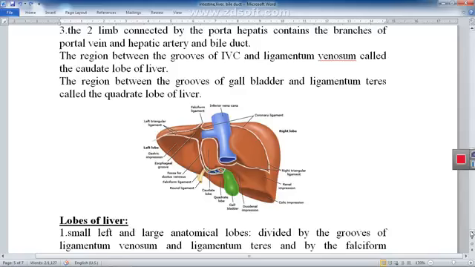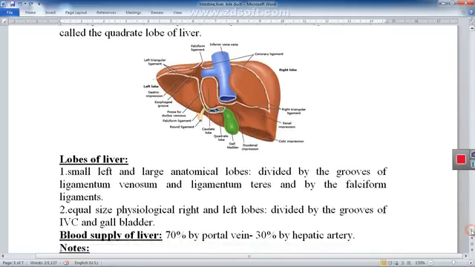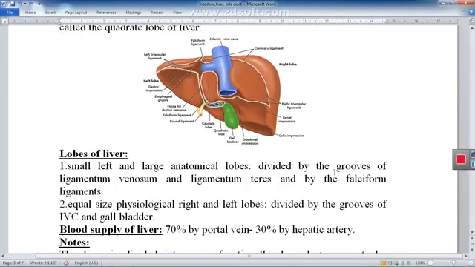Actually, the liver is classified as being formed of two lobes by the falciform ligament. This is the falciform ligament, and these two lobes are a small left lobe and a large right lobe. This small left lobe on the left side of the falciform ligament and the large right lobe are the anatomical lobes of the liver. Accordingly, the caudate lobe is part of the right anatomical lobe, and the quadrate lobe also is a part of the right anatomical lobe.